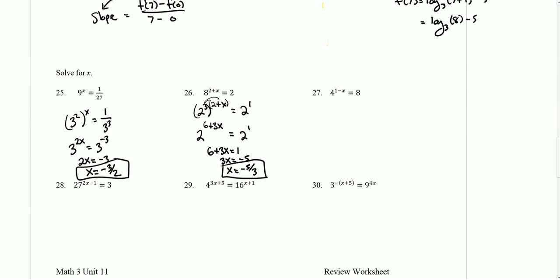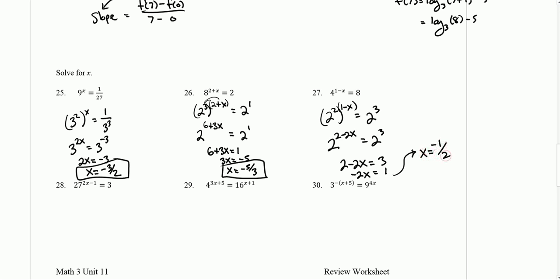Number 27, we are changing 4 to 2 squared. Still got the 1 minus x power, and 8 is 2 to the 3rd. And we're multiplying the 2 and the 1 minus x because those are both exponents of 2. So you get 2 to the 2 minus 2x is equal to 2 to the 3rd. Set your exponents equal to each other and solve by subtracting 2 and dividing by negative 2. And you end up with x is negative 1 half.